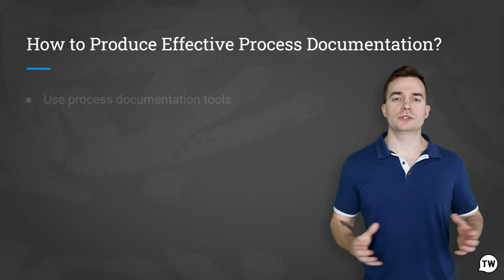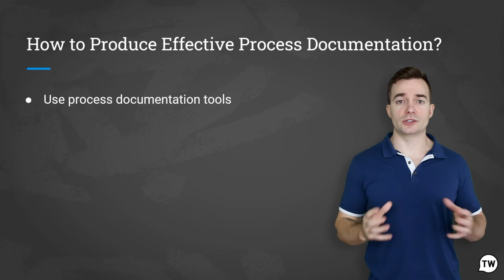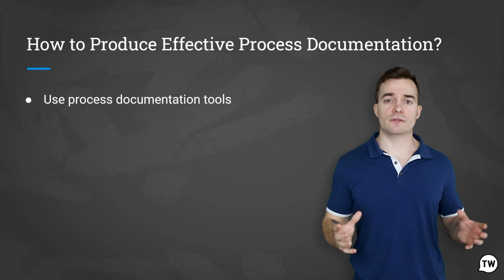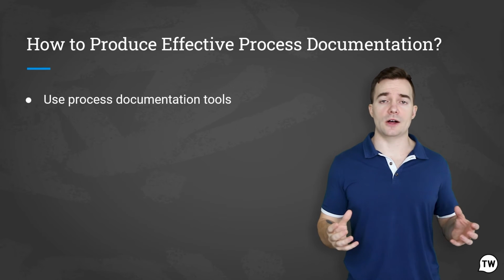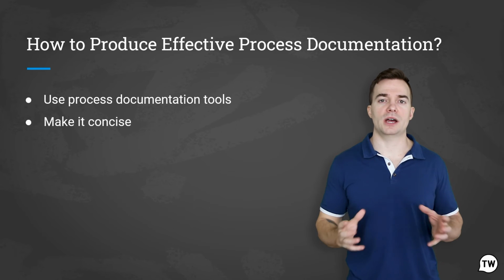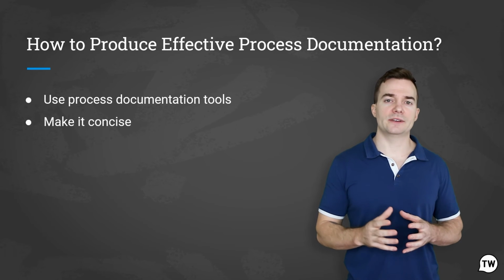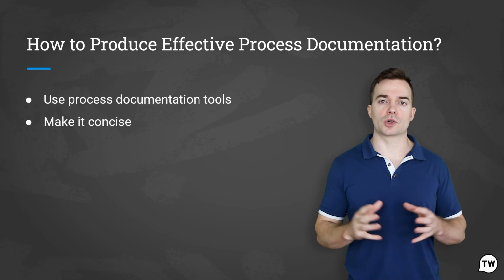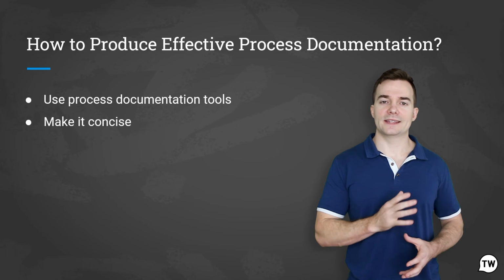So number 1, use process documentation tools such as Lucidchart and documentation software such as Microsoft Visio and Excel. And number 2, make it concise. Create documents that are as streamlined and to the point as possible. If something can be removed without affecting the overall quality of the process or the outcome, then simply remove it.